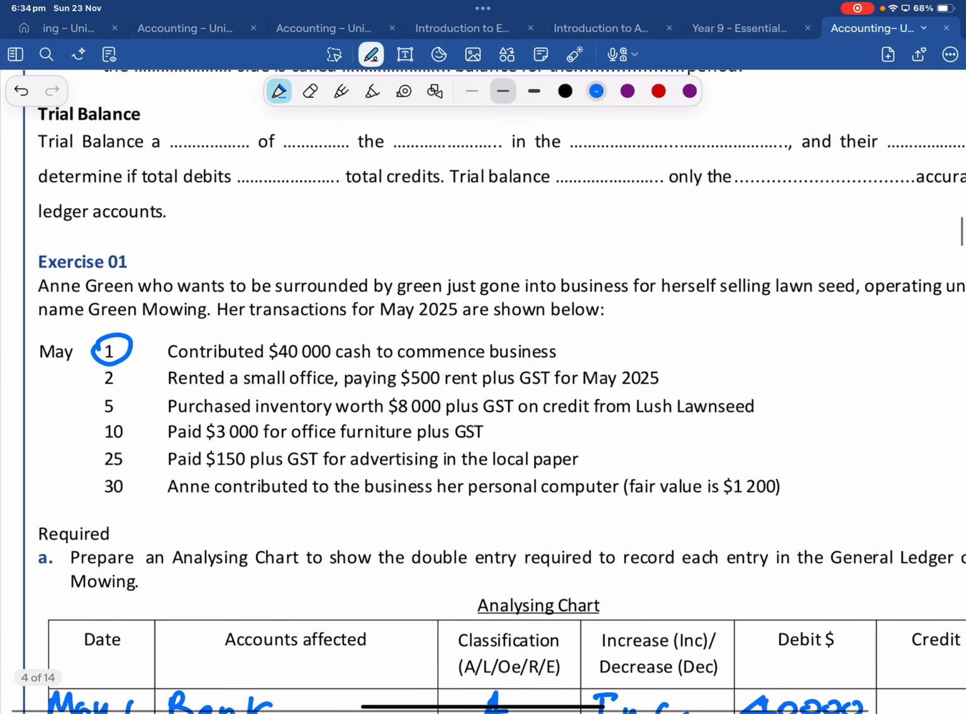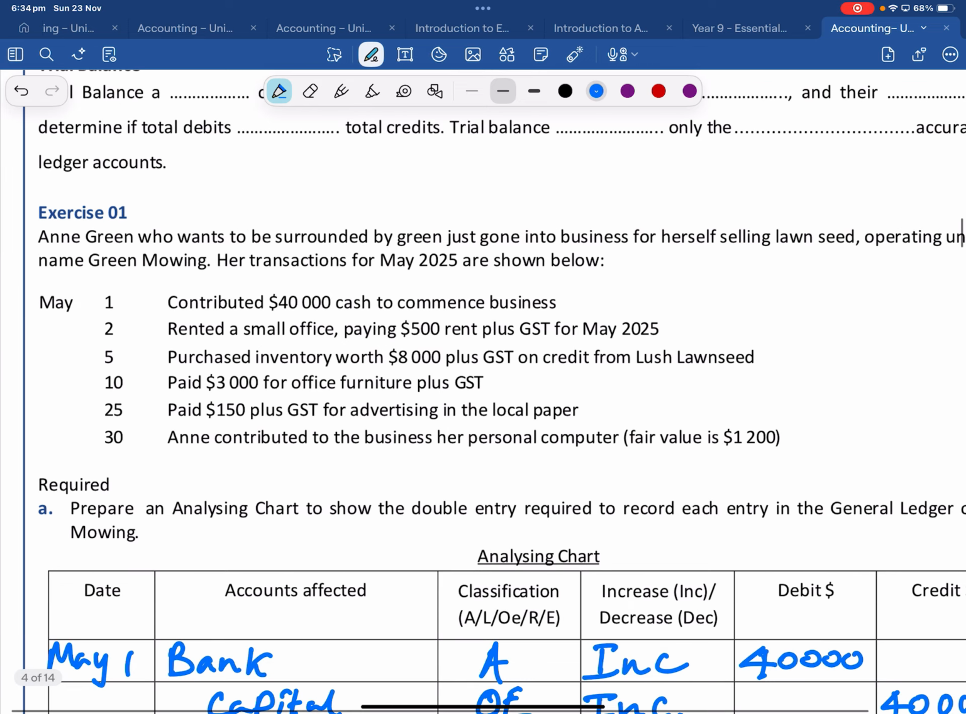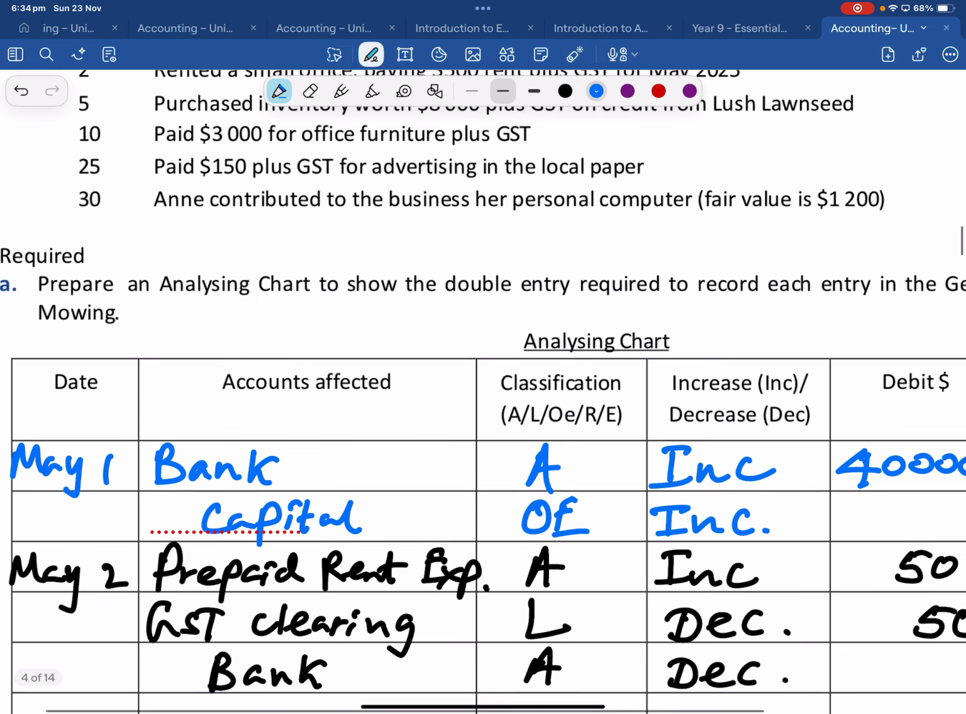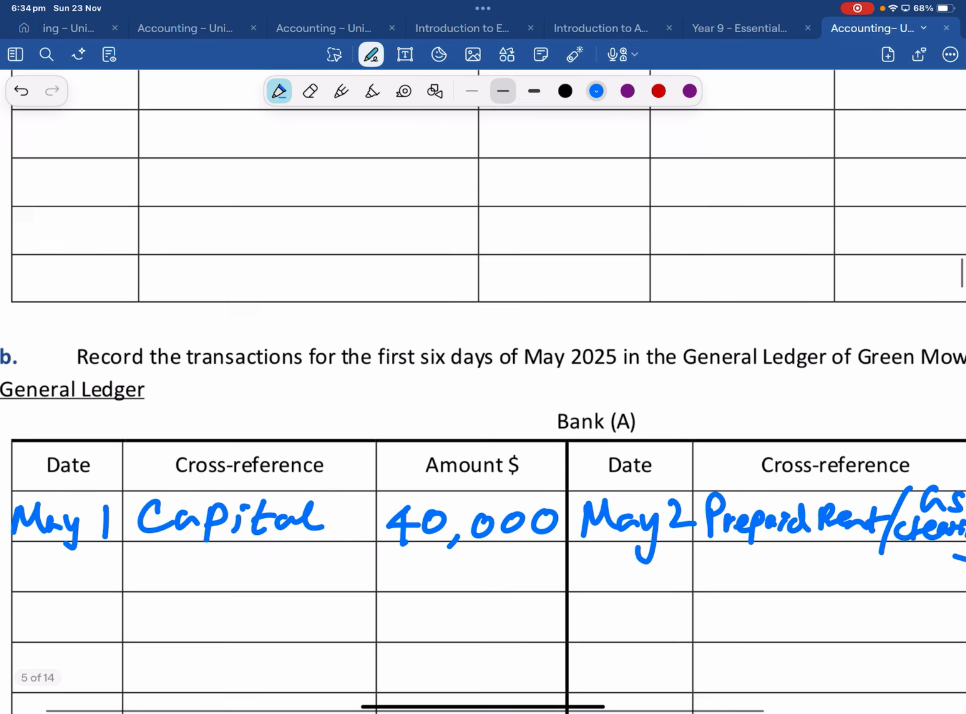Number 3. Purchase inventory worth of 8,000 plus GST on credit. Purchase inventory 8,000 plus GST. What will happen?